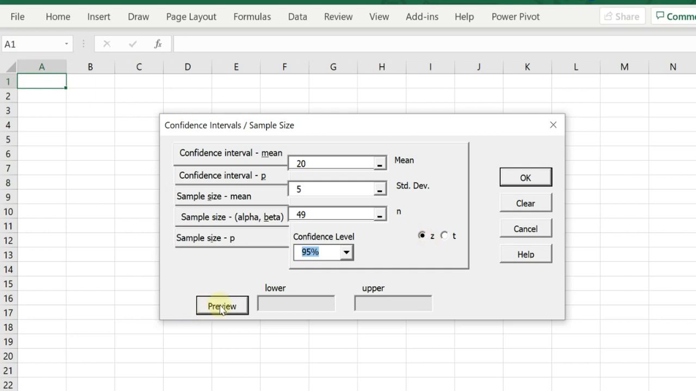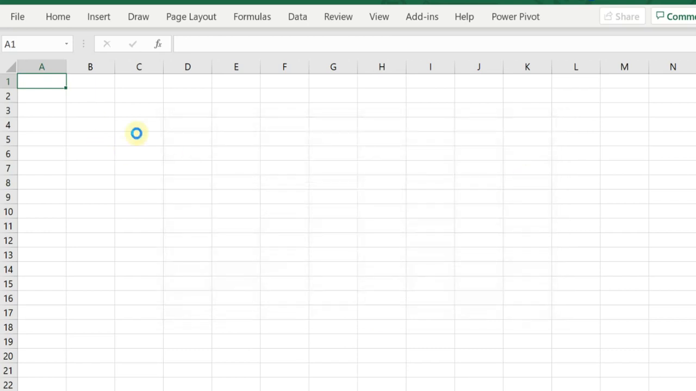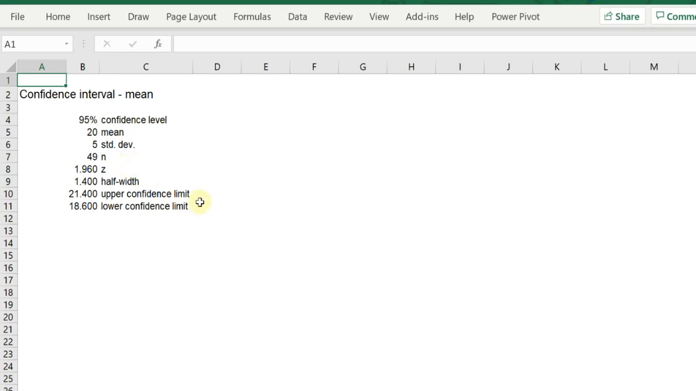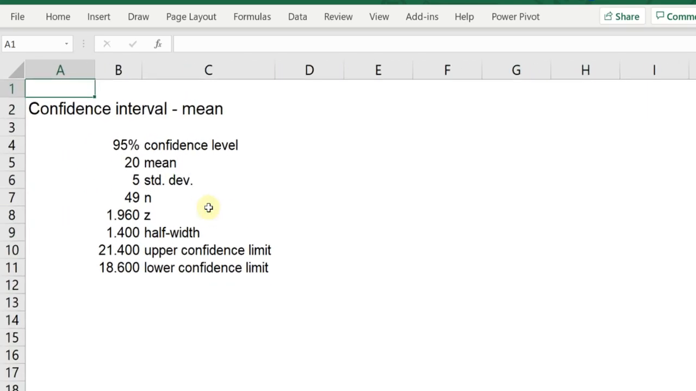And you can actually preview the confidence interval here. There you go. That's it. So on average, Americans spend $18.60 to $21.40 a week on coffee. Now, if you hit OK, it's going to actually print it right here for you. And remember, this is now in Excel.